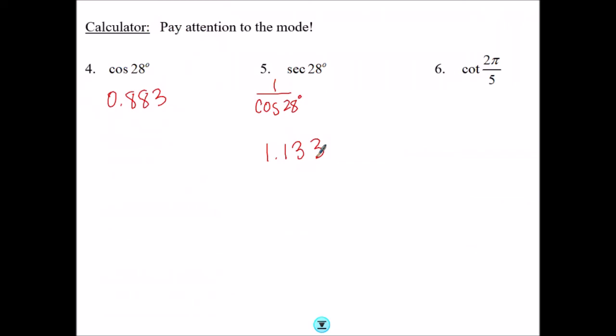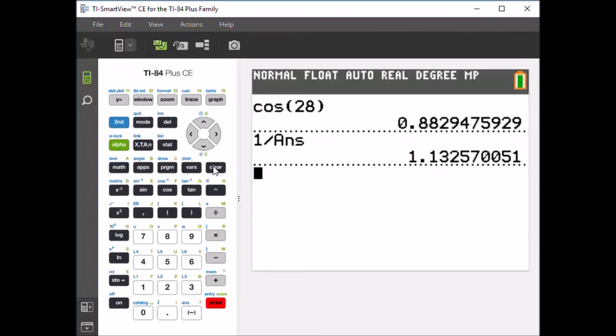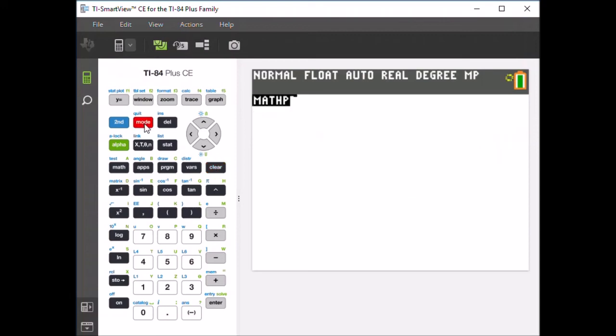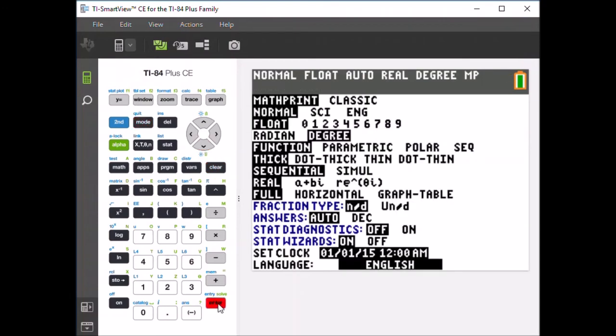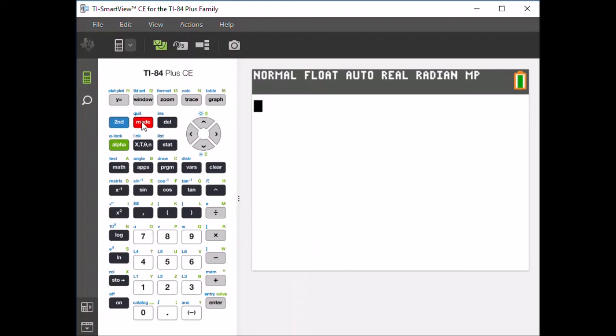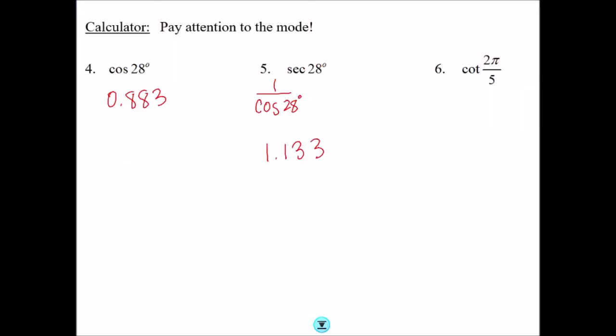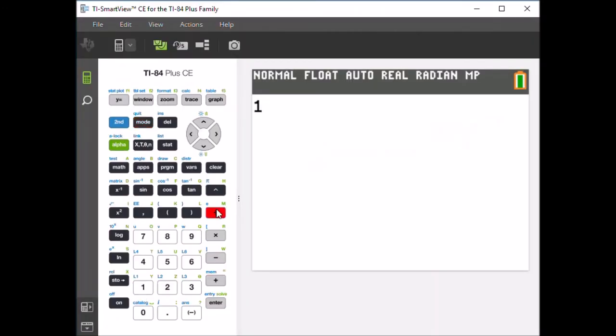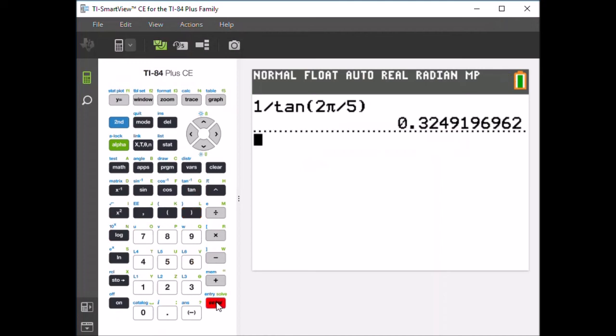Lastly, I have cotangent of 2 pi over 5. This is not degrees, so I need to go back to mode and change back to radians. Since I want the cotangent, I know that that is 1 over the tangent of 2 pi over 5. So I have 1 divided by tangent of 2 pi over 5. And I get 0.325.